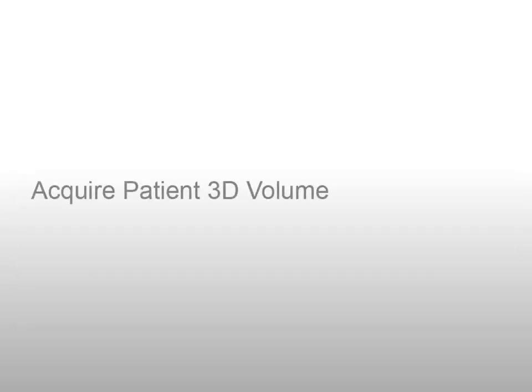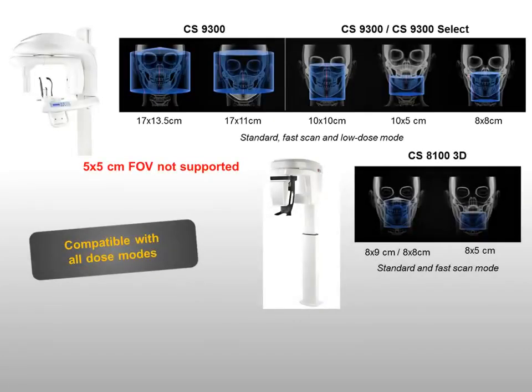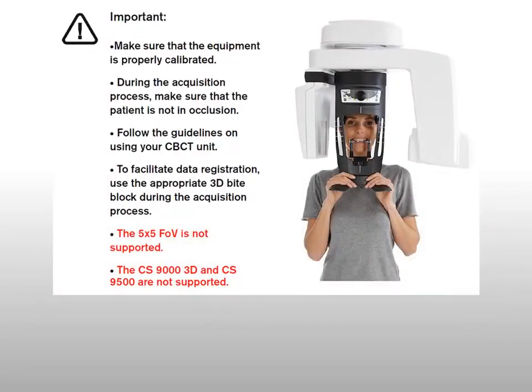Acquire a 3D volume of the region of interest using a CS8100 3D or CS9300 unit. These Carestream Dental CBCT units and fields of view are specifically adapted for this use. Be sure to use the appropriate 3D bite block during the X-ray acquisition process.